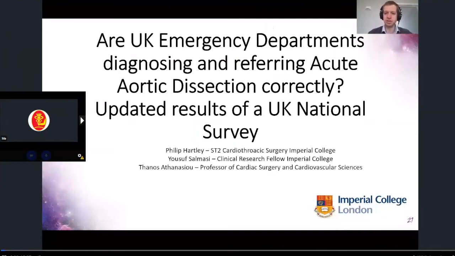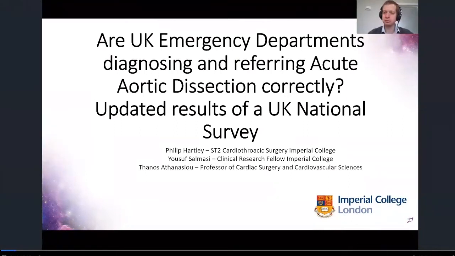I'm an ST2 cardiothoracic trainee in London, and I'm here today to present a piece of work I did last year on the management and referral of patients with acute type A aortic dissection from UK A&E departments to cardiothoracic centres. I did this piece of work together with Yusuf Salmasi and Thanos Athanasi.